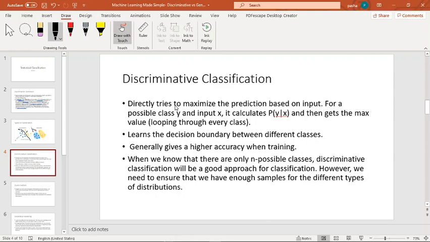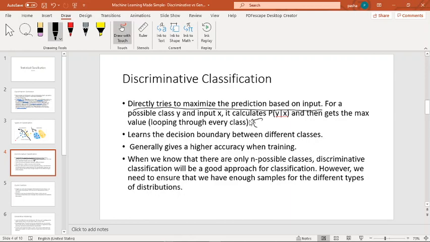So discriminative classification, and this is the important bit, directly tries to maximize the prediction based on the input. That's basically it. So if you were programming it, what you'd say is for an input X, we check the probability of Y given that input X, P(Y|X). And we do this for every Y, every possible class, you know, green, orange, blue, red, and whichever gets the max value is going to be our classification. You might think this seems like how you'd classify it, and you'd be correct.